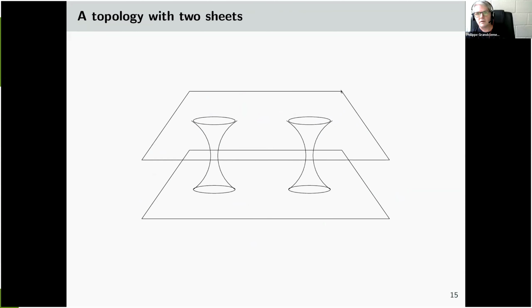So you have one asymptotic region very far from the throats, from the spheres. But if you do an inversion with respect to one throat or the other, you end up in the same asymptotically flat region, which is here. So this is a topology with two sheets, and this is due to Misner and Lindquist in 63 also.